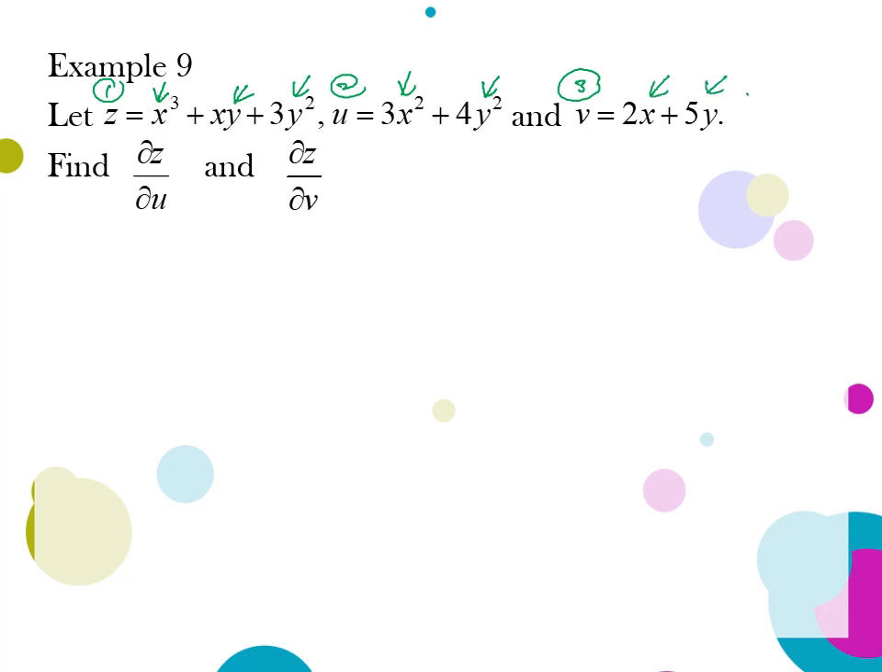Here you need to find del z del u. So just concentrate on this one. You find del z with respect to this and this. Same goes to this one, del z over del v, del u del v.